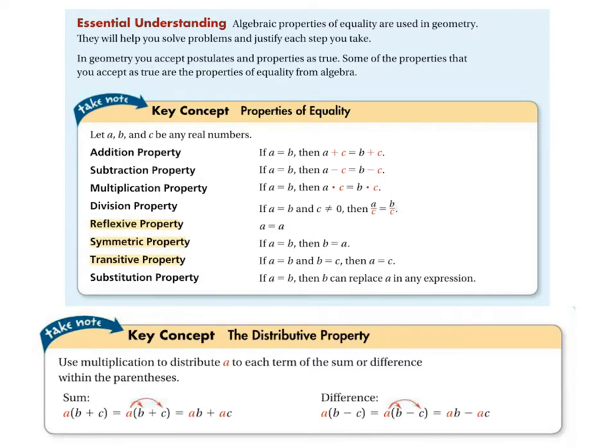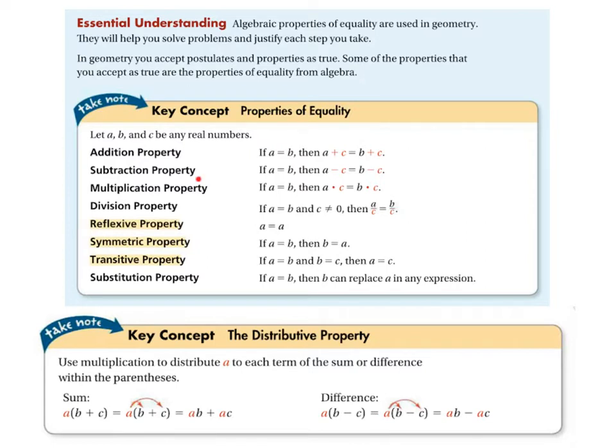So here's a list of properties of equality. A lot of these will make sense to you because you already know them intuitively. The addition property: if A equals B, then adding the same amount C to both sides, A plus C equals B plus C. If it starts balanced and then you do the same thing to both sides, it stays balanced. And if you had me in algebra, this is well-covered ground.